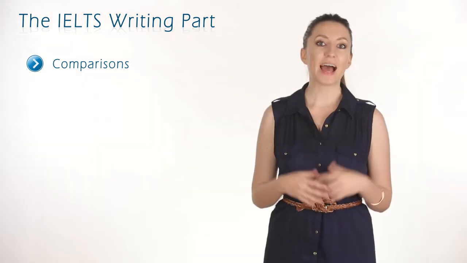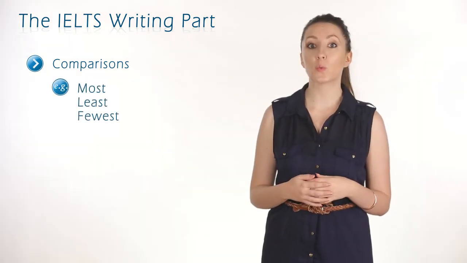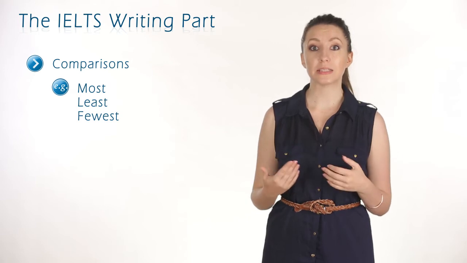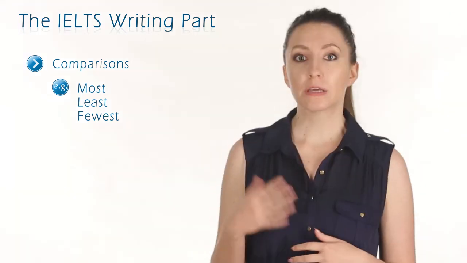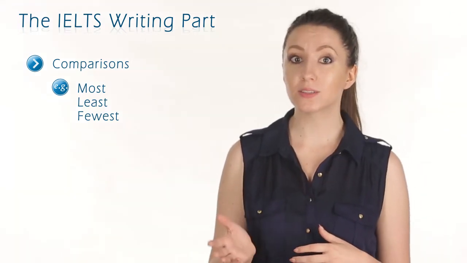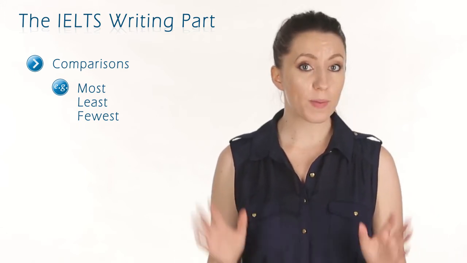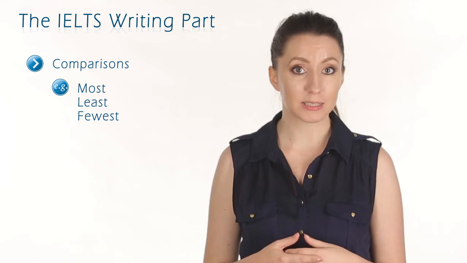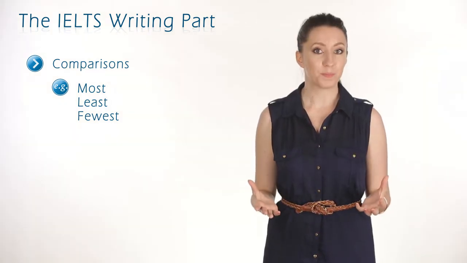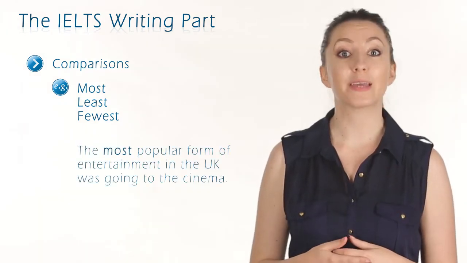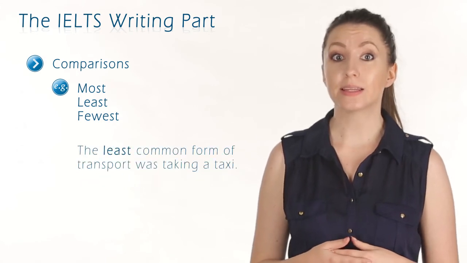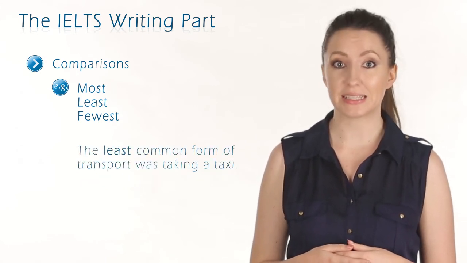to do this. Now let's move on to comparisons with the words most, least, fewest. When you're looking for details to include, the highest or the lowest number is almost always important. This too is a form of comparison and is very popular in the IELTS exam. Let's look at an example. The most popular form of entertainment in the UK was going to the cinema. The least common form of transport was taking a taxi.